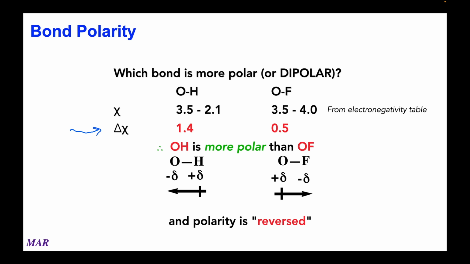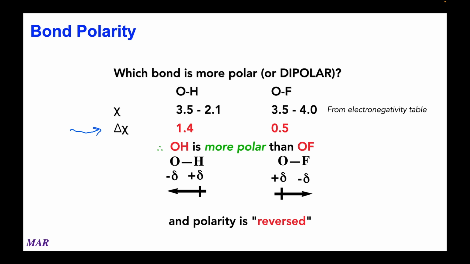So that means that OH is more polar. And in this context, what that means is hydrogen's going to be definitely more of a positive side, and oxygen will be more of a negative side. You'll see a positive negative on OH a lot more than you would have on OF, because OF doesn't have as big of a difference of electronegativity.